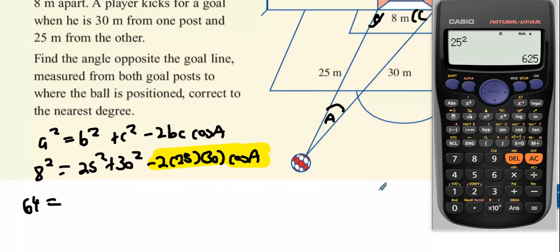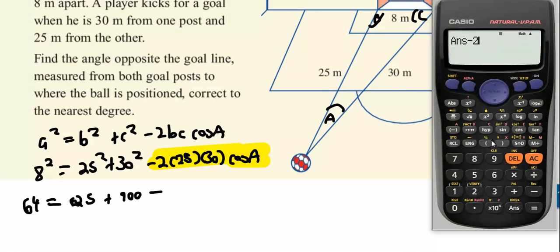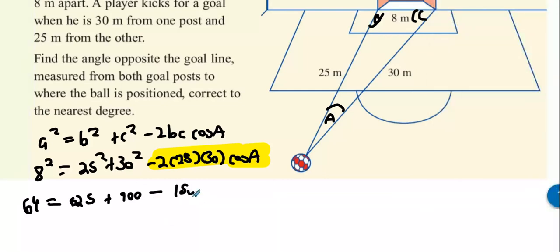So we have an angle question. So we have 6400, 25 squared, 625, 30 squared is 900. Take away 2 times 25 times 30, times 30. Yep, minus 1,500 cos A. Now we're going to move everything to the left, so it's going to be 6400, take away your 625, take away your 900, equals your minus 1,500 cos A. Oh, sorry, 1,500 cos A, my fault.